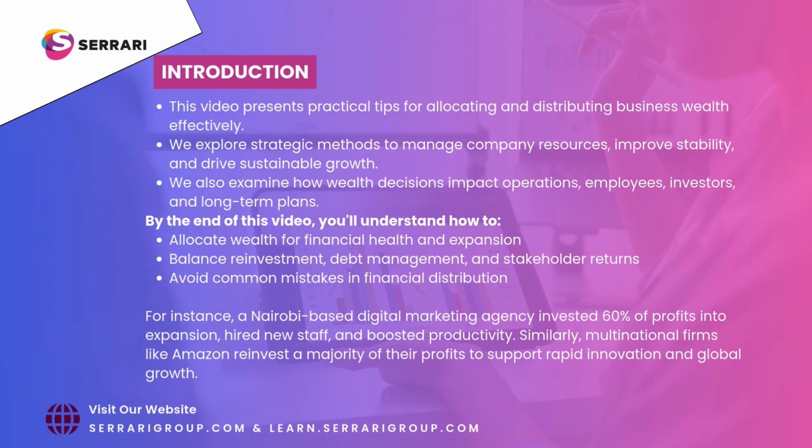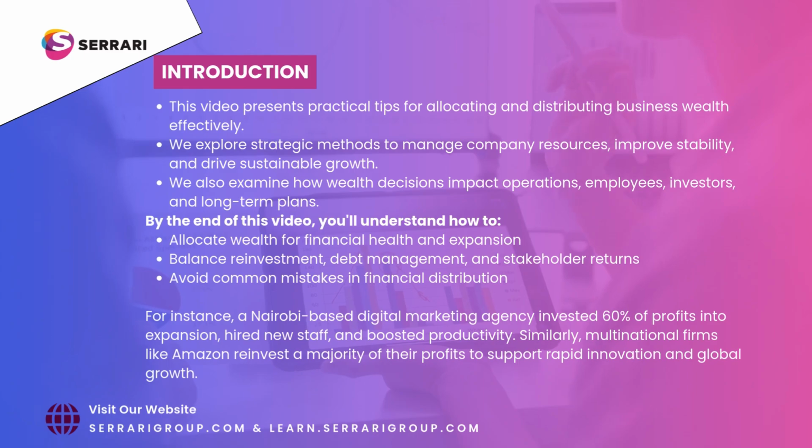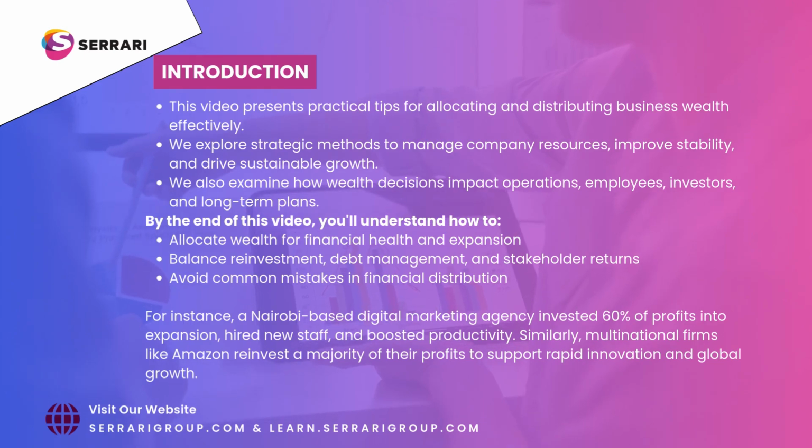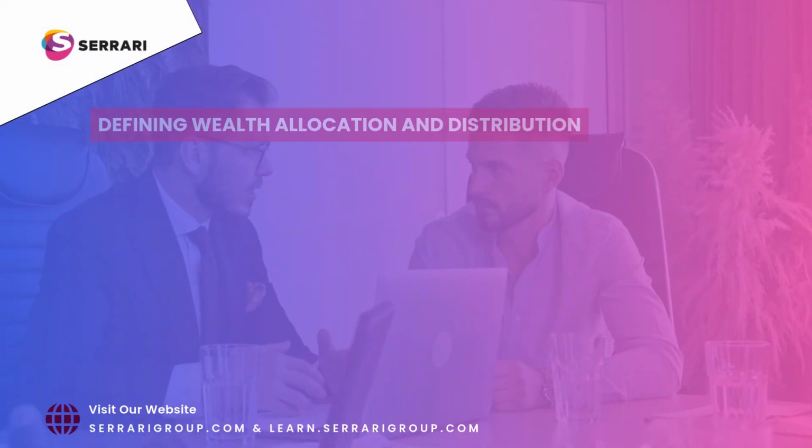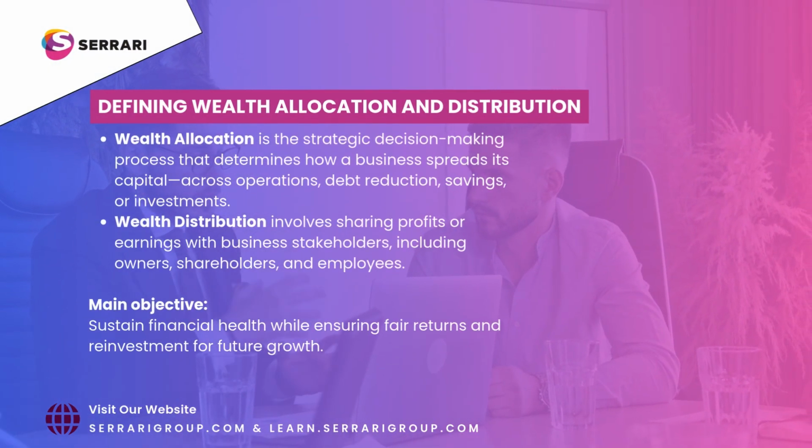For instance, a Nairobi-based digital marketing agency invested 60% of profits into expansion, hired new staff, and boosted productivity. Similarly, multinational firms like Amazon reinvest a majority of their profits to support rapid innovation and global growth. Defining wealth allocation and distribution.